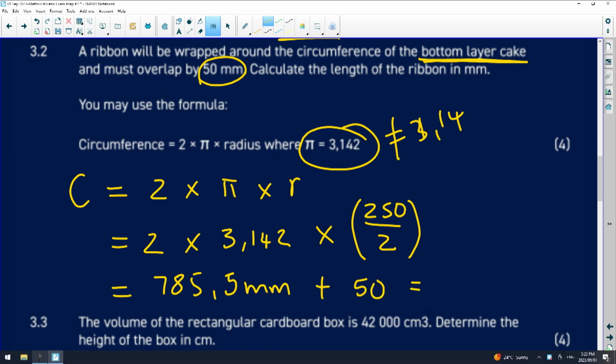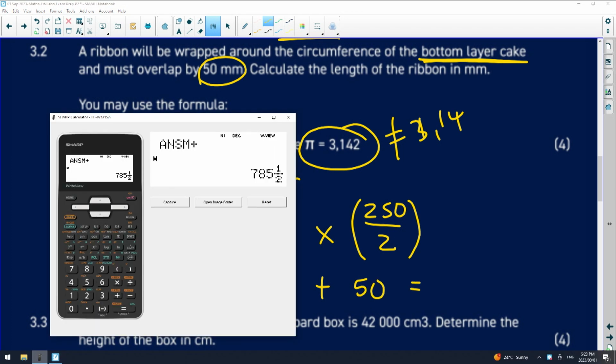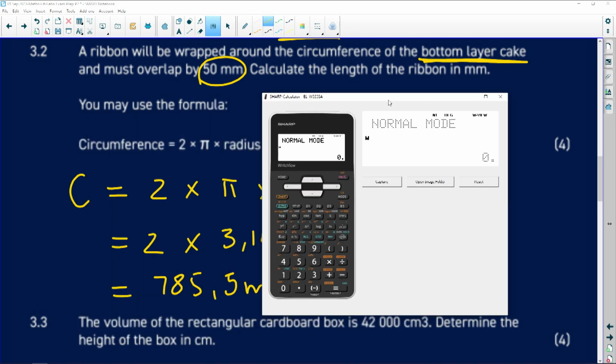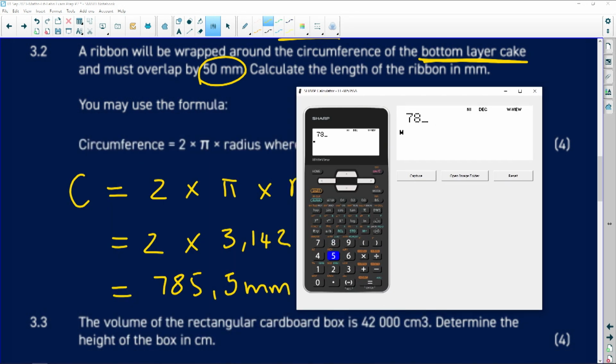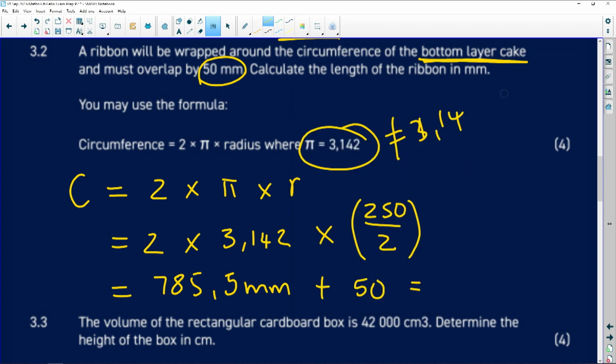So I take my answer. I actually don't trust this, so I'm going to recalculate. It's 785,5 plus 50. So that's 835,5. So that is 835,5 millimeters of ribbon. Okay, know the difference between area, know the difference between circumference, and know the difference between the three.